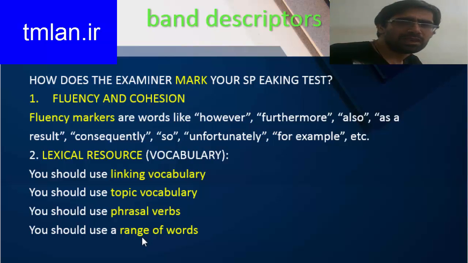You will not get a high score unless you use a wide range of vocabulary accurately. And you do some simple things like paraphrasing. Paraphrasing is when you change the vocabulary or the words that they ask you in the question. For example, if they ask you, do you like to read? You should not say, yes, I love to read.